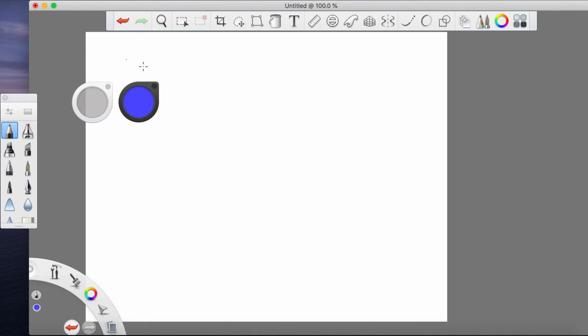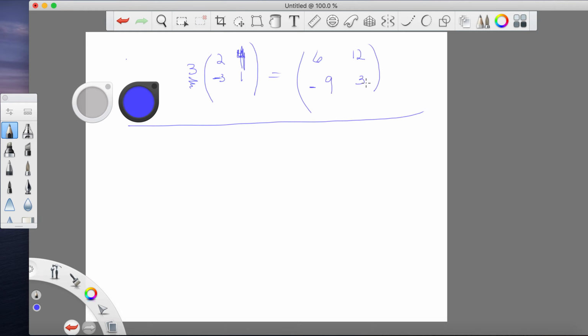Next, we're going to do a quick review of scalar multiplication of a matrix. Suppose I give you a matrix like this, and I say multiply 3 by this matrix. So 3 is a number, and this is a 2 by 2 matrix. The resulting matrix is going to be 6, 12, negative 9, and 3. Pretty straightforward. This is scalar multiplication.